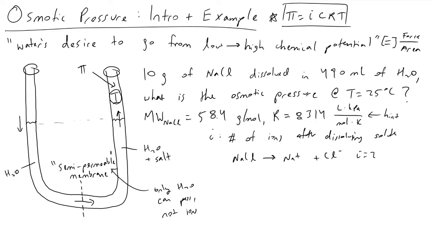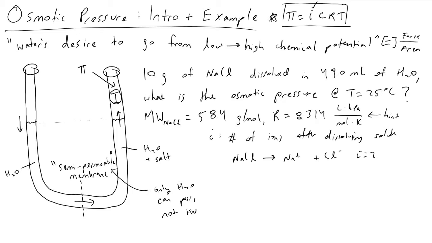Now, when you look at things like glucose, if you're dissolving a glucose molecule into water, i is going to be equal to 1 because glucose isn't dissociating into anything else. But for this example, because we're working with a salt that has 2 ions that get generated from dissolving it, i will be 2. Okay, so now that we've established what i is, our next task will be determining what the concentration C will be.